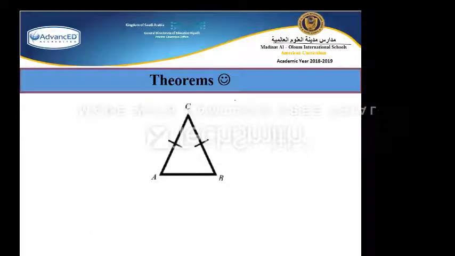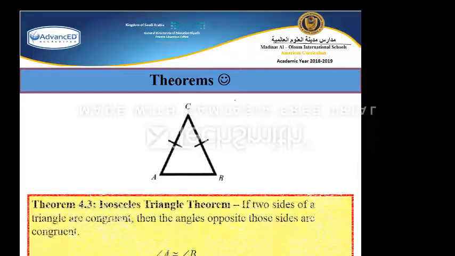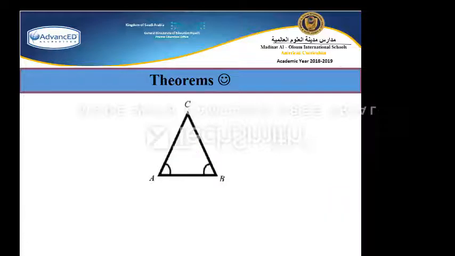The first theorem of the isosceles triangle: if two sides of the triangle are congruent, then the two angles opposite to these sides are also congruent. Then angle A is congruent to angle B.